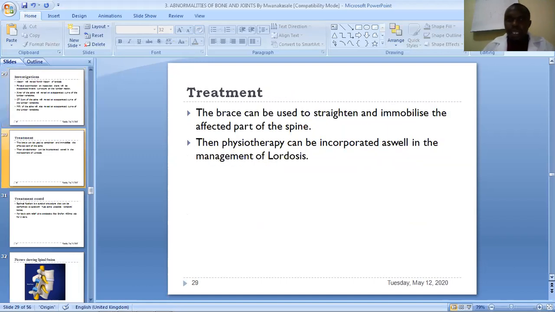Now, how do we manage lordosis? We first managed kyphosis and scoliosis by use of the brace. Even lordosis is the same way. The brace can be used to straighten and immobilize the affected part of the spine. You can still use the Milwaukee type of brace here, though you are interested in the lumbar region. But the Milwaukee type of brace, remember, runs from the cervical region, immobilizing down up to the lumbar region. So it is still good. Then you can also bring in physiotherapy, which can be incorporated just like we managed kyphosis and scoliosis previously.